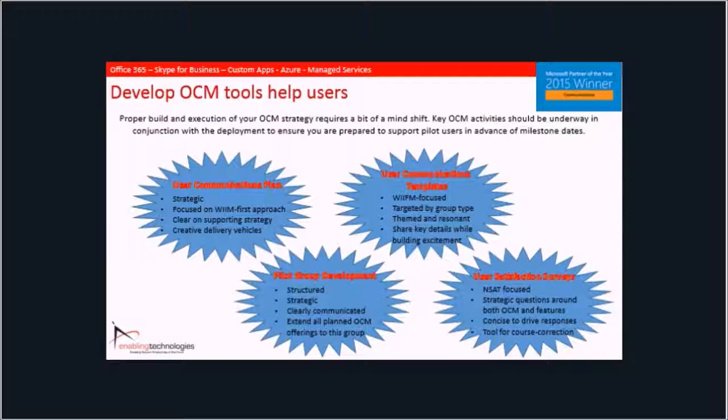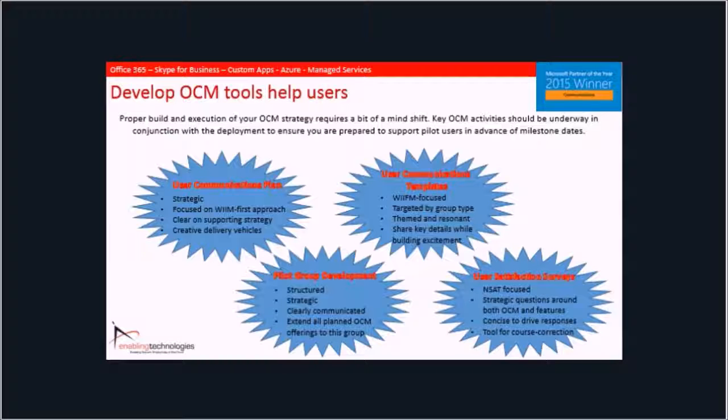It should be structured, it should be strategic, it should be a representative cross-sampling, and you should really use that to your strategic advantage to get that feedback from those pilot group users before you go into production. Which leads to the fourth one there, figure out what your strategy is for user satisfaction surveys. Because if you're not using those today, you're really just telling the users we don't care about your feedback.